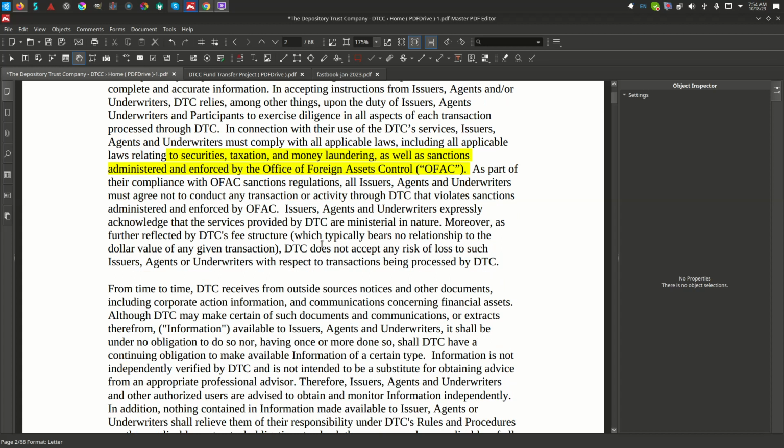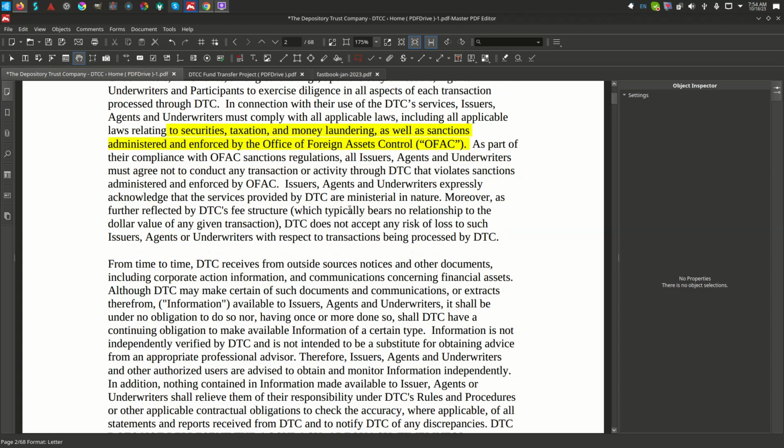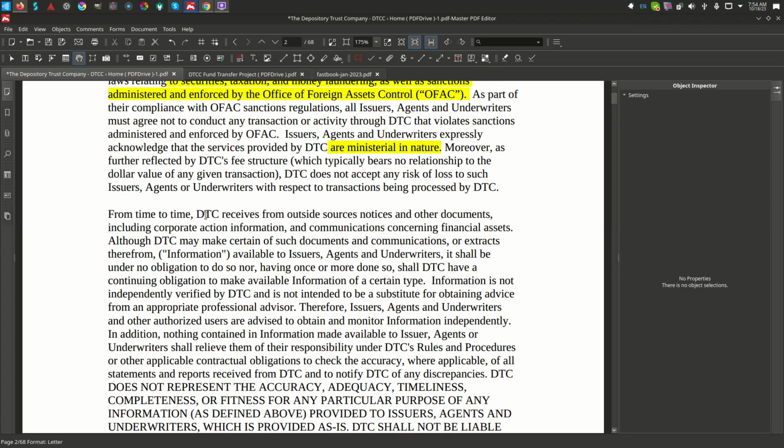Issuers, agents, and underwriters expressly acknowledge that the services provided by the DTC are administrative in nature. Moreover, as further reflected by DTC's fee structure, which typically bears no relation to the dollar value of any given transaction, DTC does not accept any risk of loss to such issuers, agents, and underwriters with respect to the transactions being processed by the DTC. From time to time, the DTC relies on notice and documentation from outside sources.